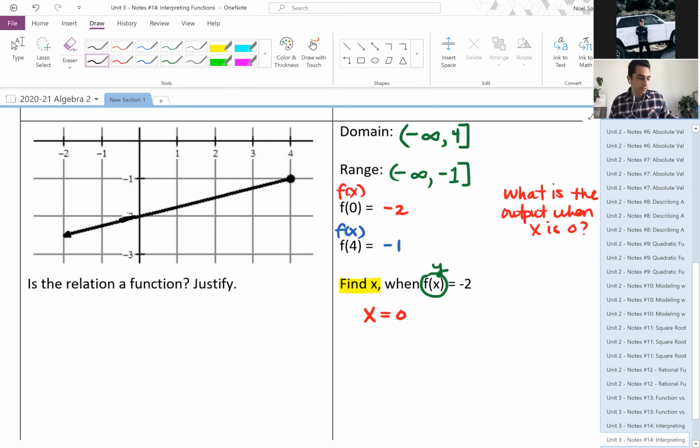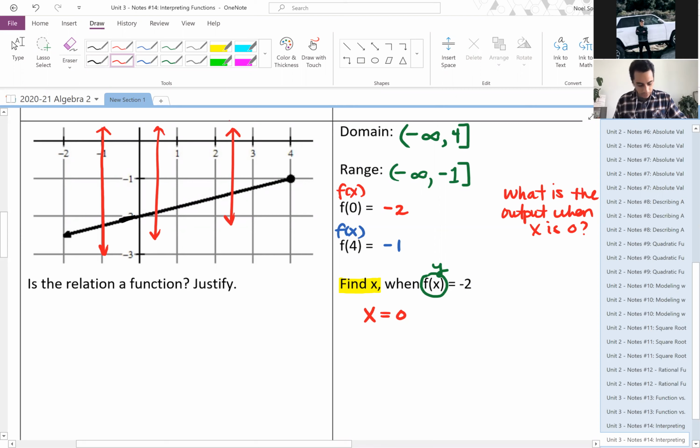What's our special test? Yeah, VLT, right? Vertical line test. So anywhere I draw a vertical line, right, I can draw it in multiple locations. I don't see that there's going to be any place where it's going to hit twice. So then I would just say that this is a function. And what's the reasoning? Passes the VLT.